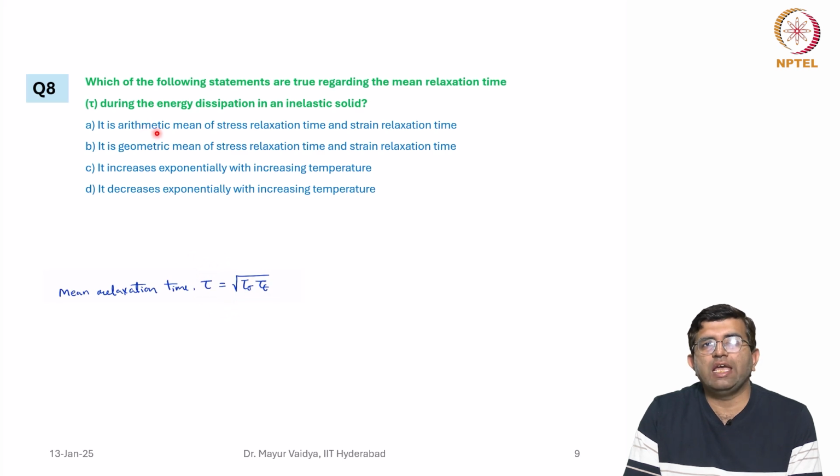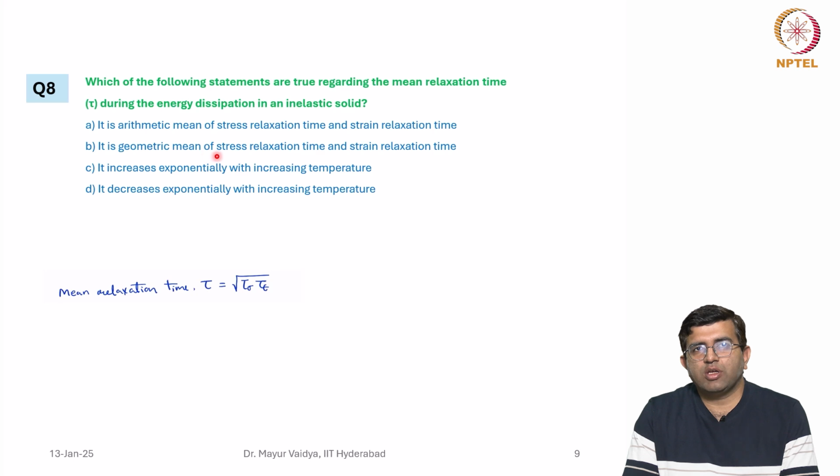So, the option A is not correct. It is not an arithmetic mean. It is a geometric mean of the stress relaxation time and the strain relaxation time. Now, the second is whether it increases exponentially with increasing temperature, or it decreases exponentially with increasing temperature.